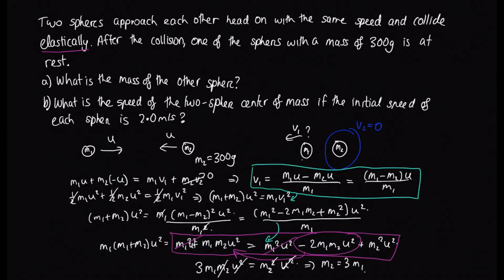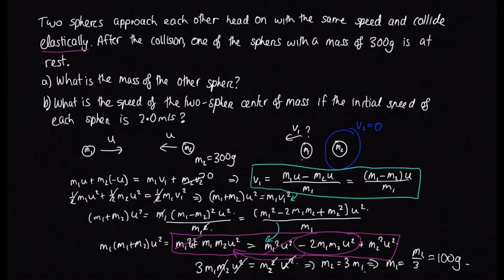3m1. We have m2 is 300 grams and we're trying to find m1. So m1 is equal to m2 on 3, which is equal to 300 divided by 3, so that's 100 grams. So there was quite a lot of algebra, but we got there. We found out that the mass of the other sphere was 100 grams.